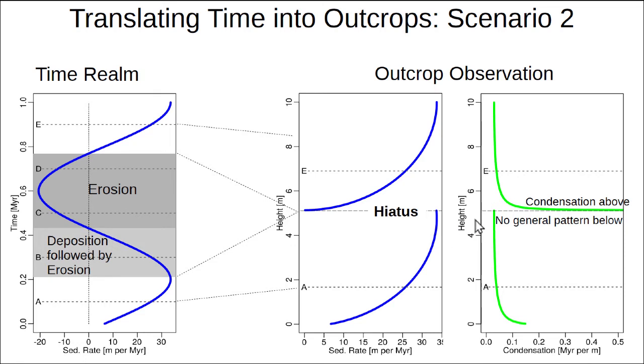The curious thing about hiatuses is that there's no general pattern about the sedimentation rate or the condensation below the hiatus. But above you will always see a short condensation interval, which is simply because the sedimentation rate transits from negative, from erosion, into a positive deposition. So it will always have a short interval with low sedimentation rates that creates this condensation above the hiatus.